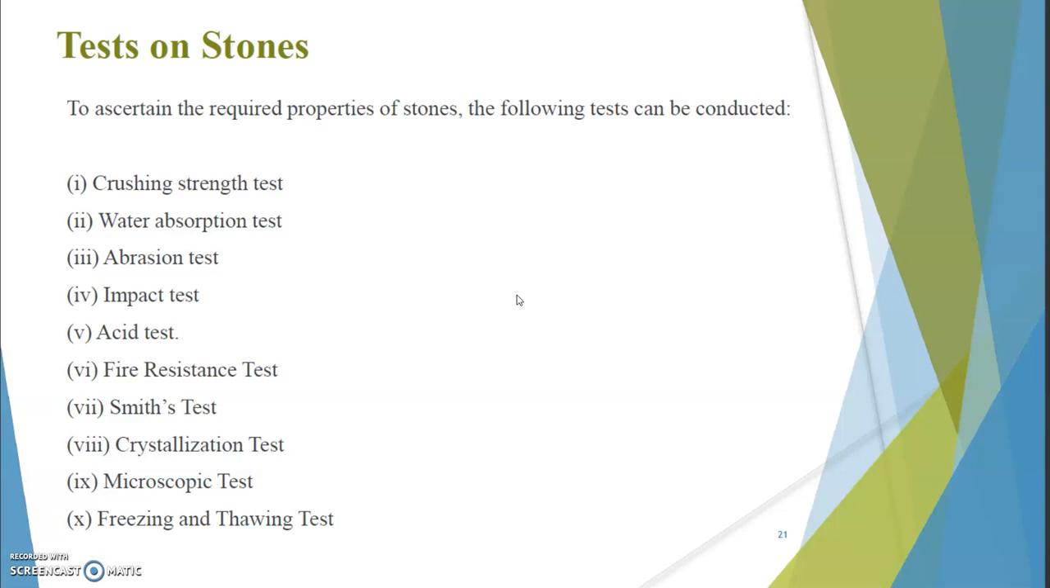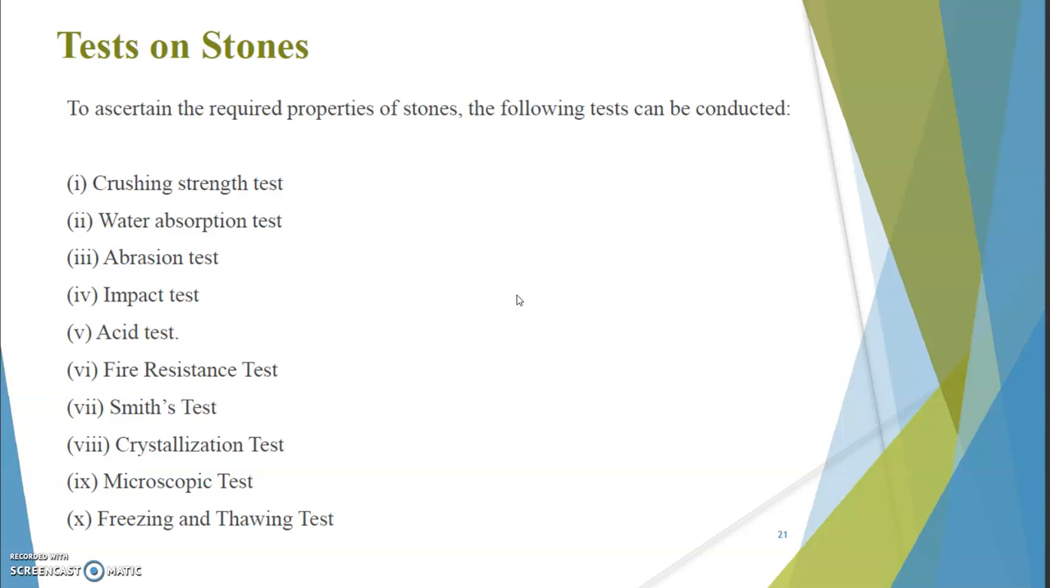Freezing and thawing test is nothing but subjecting the stone sample to a very high temperature and, alternately, to a very low temperature below the freezing point. So why are people doing such freezing and thawing tests on stones? Certain extreme environments are there.